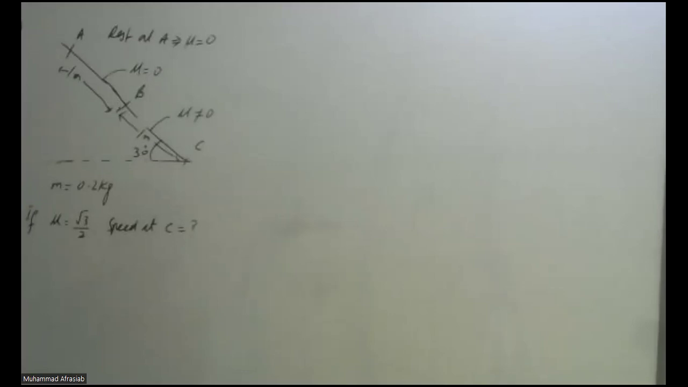So for the speed at C, we first resolve the forces into components because the mass of the particle is 0.2 kg. For this particle, the normal reaction is R, the component perpendicular to the plane is mg cos theta, and the component along the plane is mg sin theta.